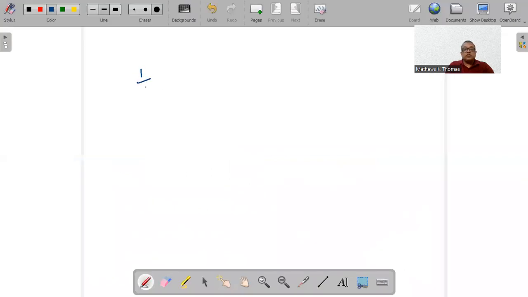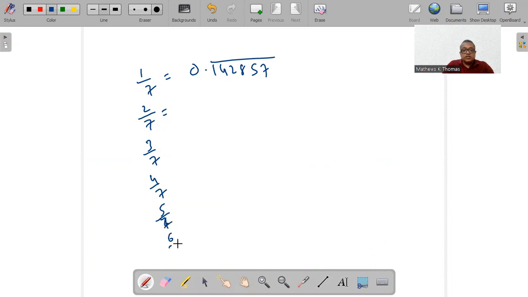So question is 1 by 7 is 0.142857. Okay, the value of 1 by 7 is already given to us. Can you predict the value of 2 by 7, 3 by 7, 4 by 7, 5 by 7 and 6 by 7? This is the question. Now many of the books that I have seen are doing like this. They have said don't use division. So what they are doing is multiplying. So 2 into 1 by 7.